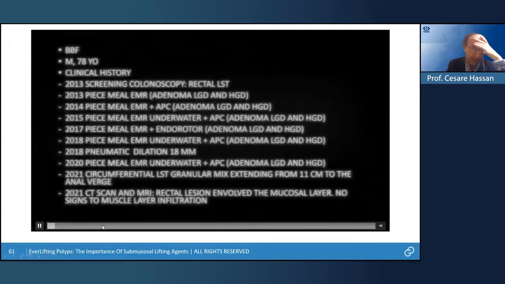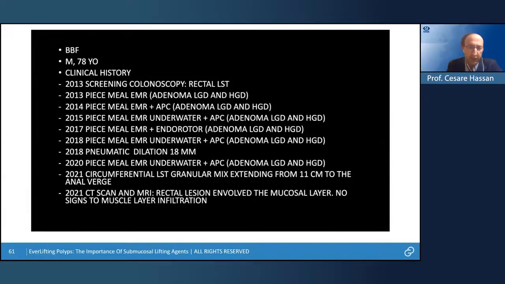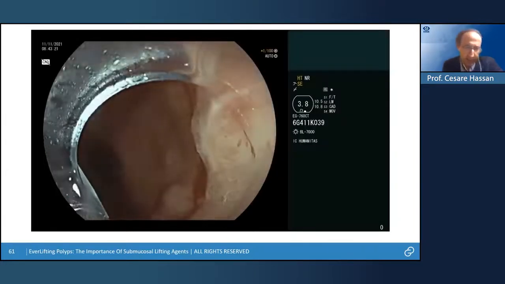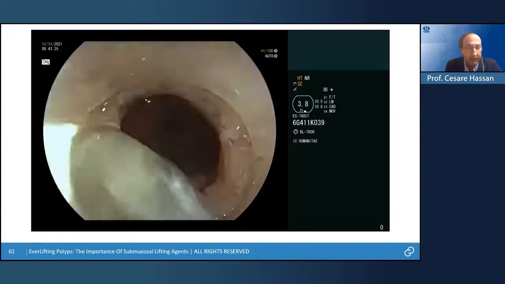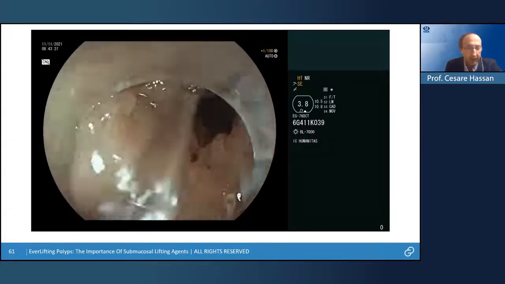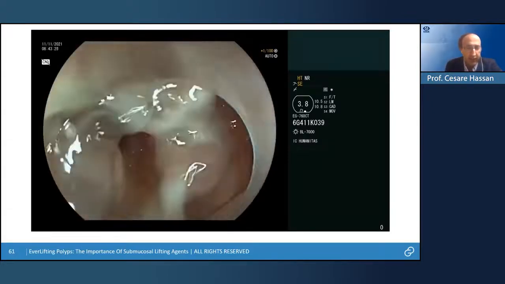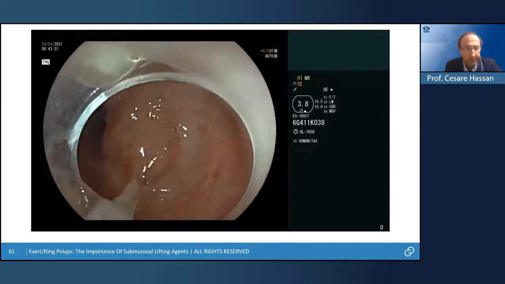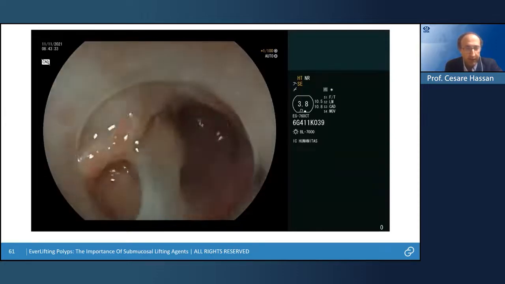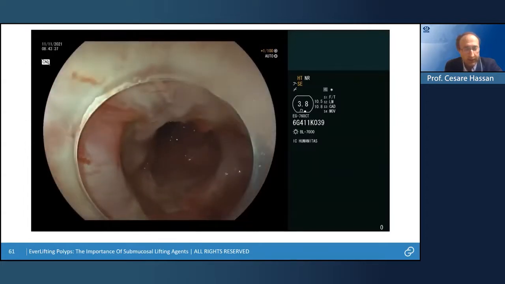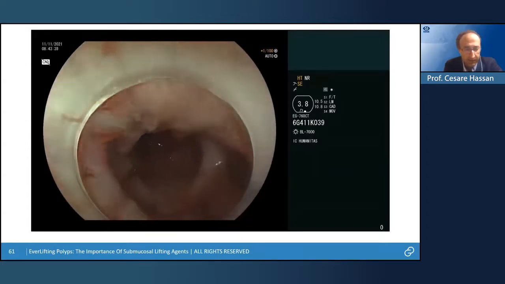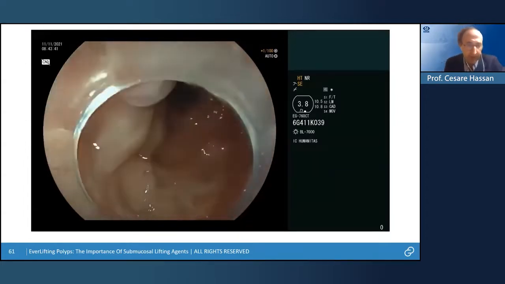remove. This is again a person that was referred to us after several attempts. We also did several attempts, and it just came back 10 days ago, and we had this circumferential recurrence on the EMR that was extremely long, probably more than 10 centimeters up the anus.